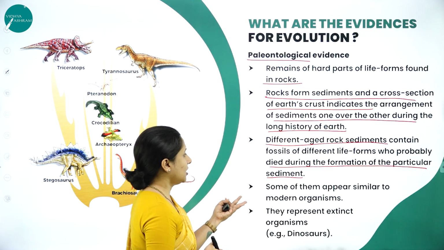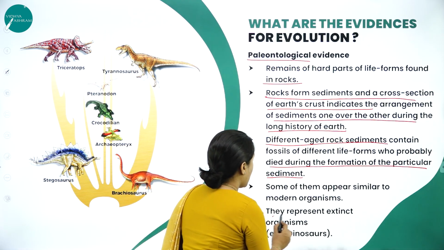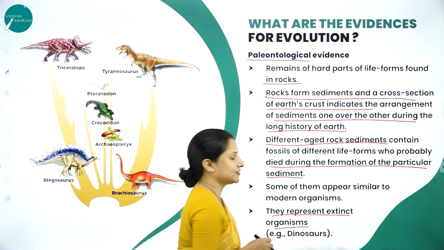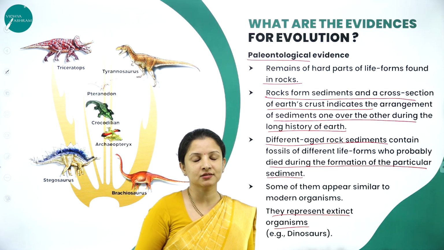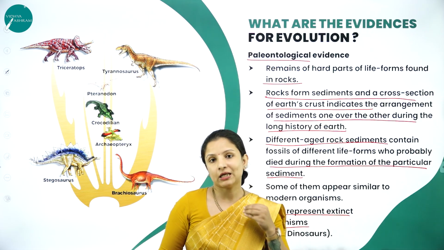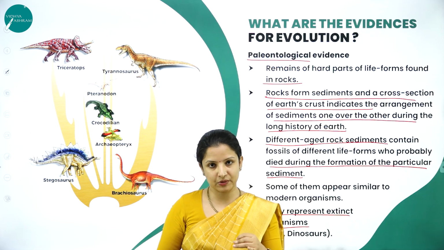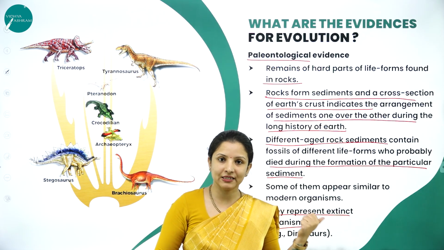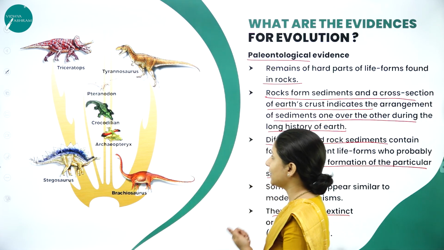So some of them appear similar to modern organisms. They represent extinct organisms, for example dinosaurs. That is how, because of these paleontological evidences, or evidences through fossils, we got to know that our planet earlier, that is before the humans came onto this planet, was ruled by these dinosaurs. So paleontological evidences are very, very important.